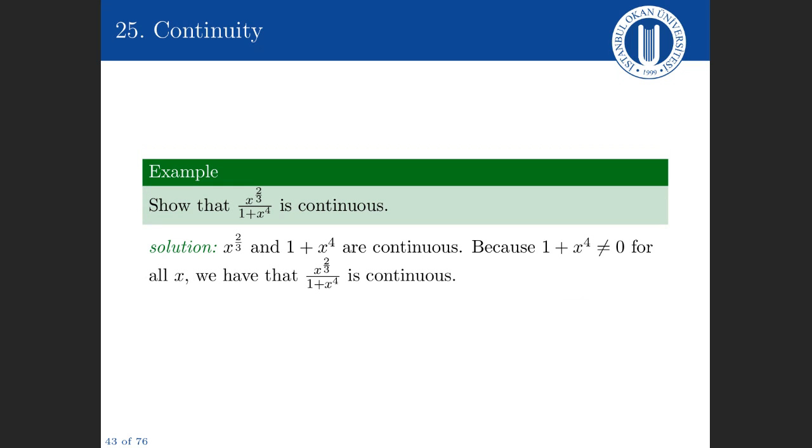Show that x to the power of 2 over 3 divided by 1 plus x to the power of 4 is continuous. By the theorem, x to the power of 2 over 3 is continuous. 1 plus x to the power of 4 is continuous because all polynomials are continuous. 1 plus x to the power of 4 is always not equal to 0. If we drew the graph, it would look something like this. Always positive. So then we're done. We have a continuous function divided by a continuous function which is not 0. We must have a continuous function.